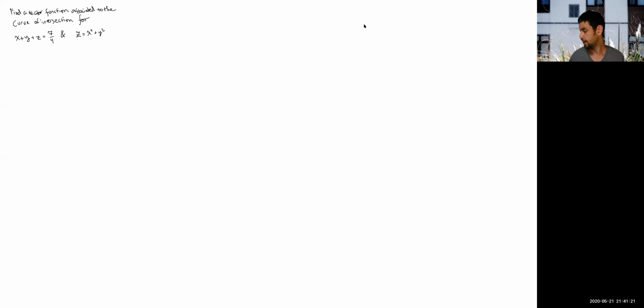Hey everybody. So I'm going to do an example in this video of finding the space curve, or I'm going to find the vector function associated to the space curve made by the intersection of these two surfaces. So we've got x plus y plus z equals 7/4 and z equals x squared plus y squared. So let's just get a quick idea of what these things look like.